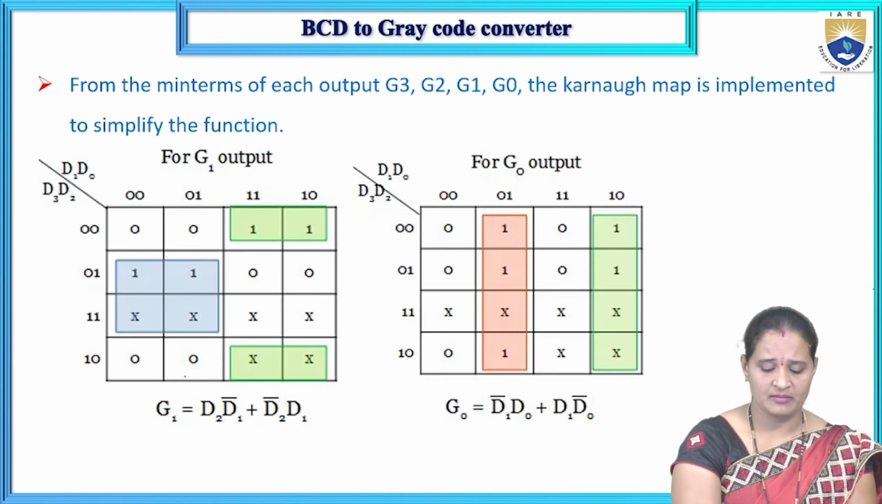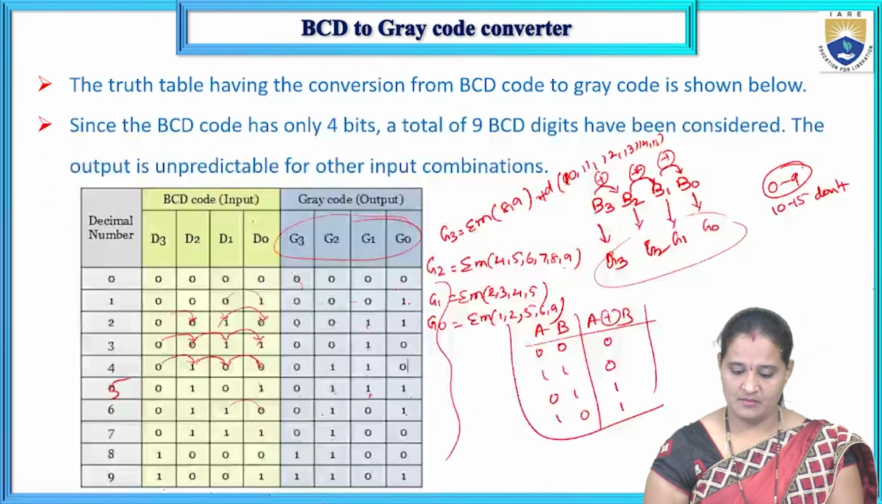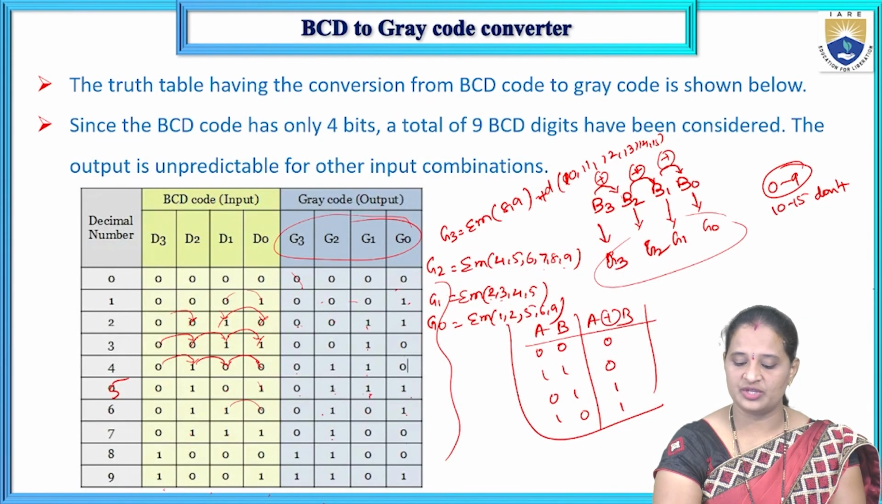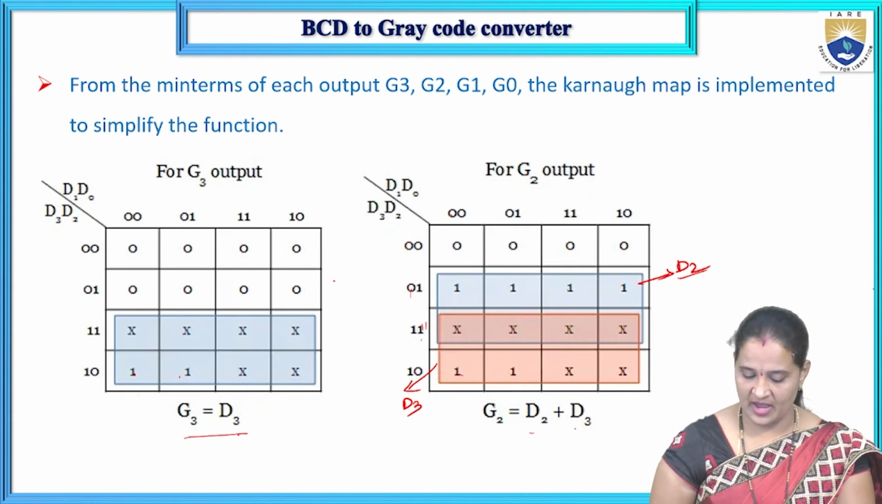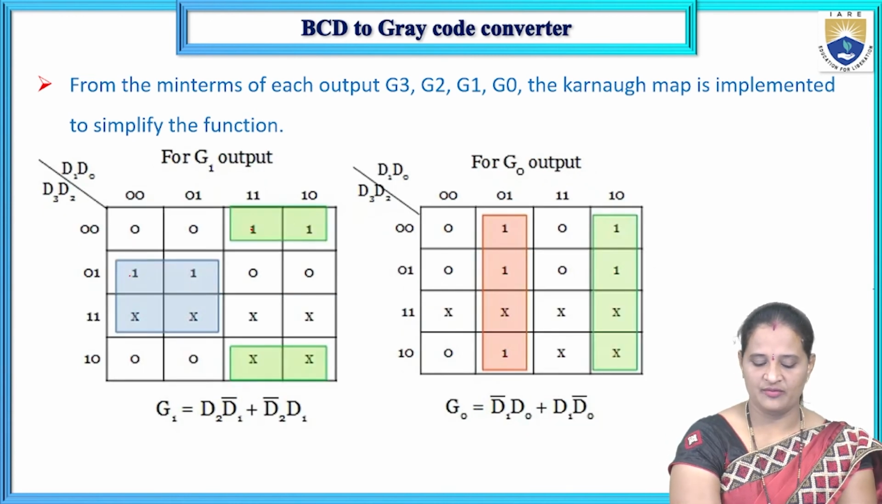Now coming to G1. G1 is 1 for 2, 3, 4, 5.